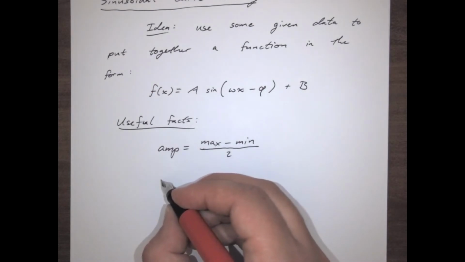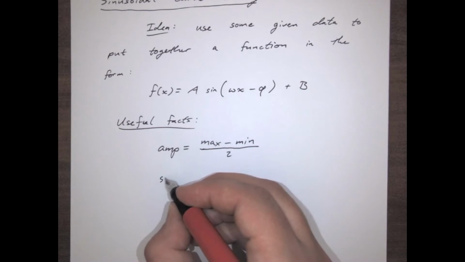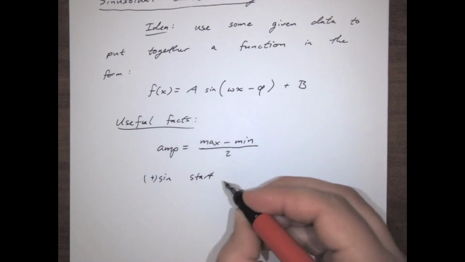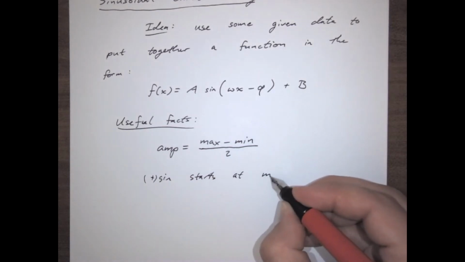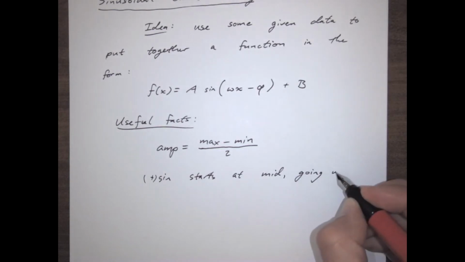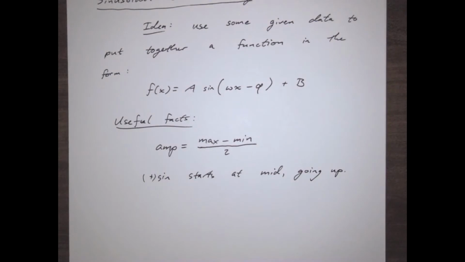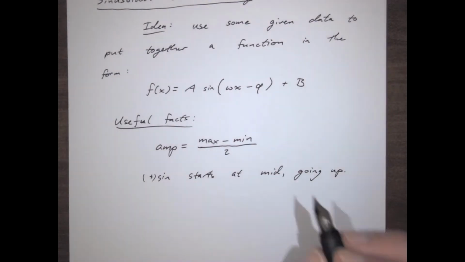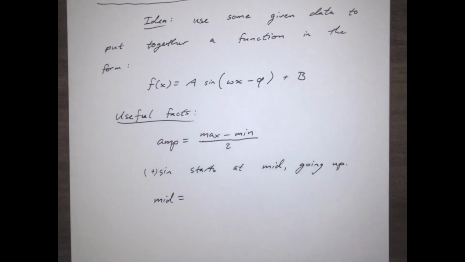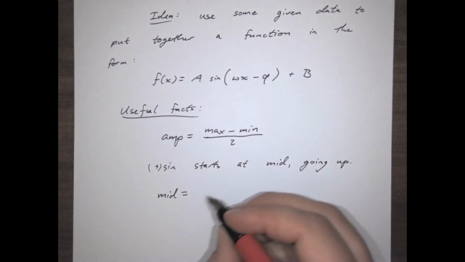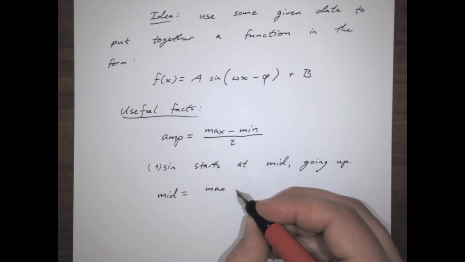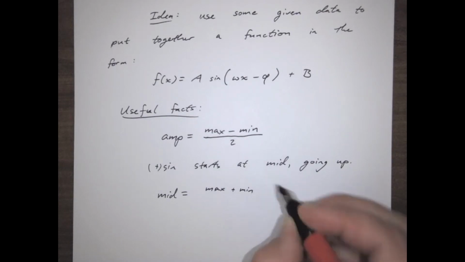Another useful fact is that positive sine starts at mid going up. And so we need to put in a phase shift if we want to change that. Other useful facts would be the midline. Maybe we are not told what the midline is going to be, but we're told the max and the min, so how can we figure out the midline from that? Well, it'd be the average of the two. That's what's right in between. So max plus min divided by 2.